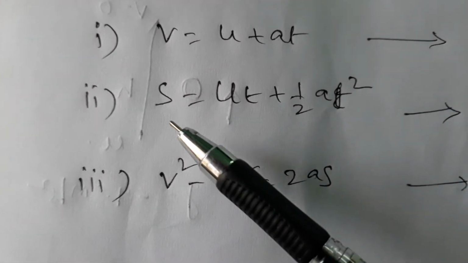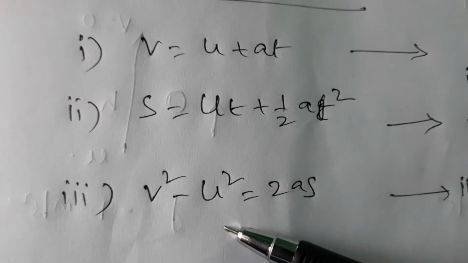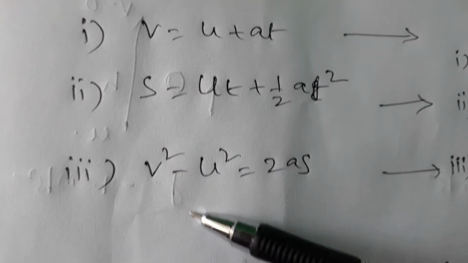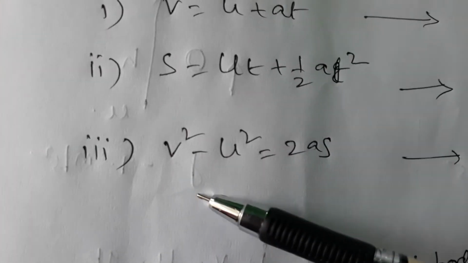So, and here is the distance formula. By using this, we can find out the distance traveled by the body. This is the second equation of motion. Now, the third equation of motion.